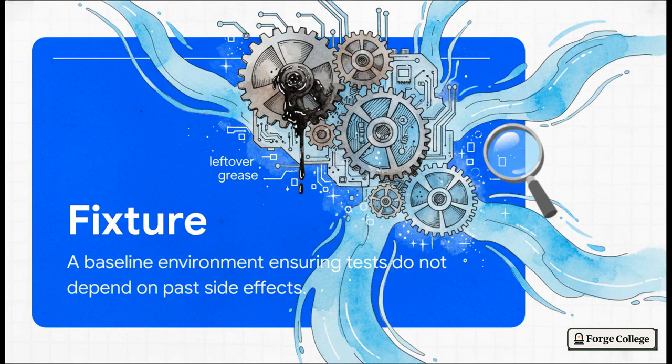Which brings us to a foundational concept, the fixture. A fixture is a baseline environment, ensuring your tests do not depend on past side effects. By using a fixture in our beforeEach block, we guarantee our machine resets completely before the next test, keeping our results highly predictable. Basically, no leftover grease on the gears from the previous run.